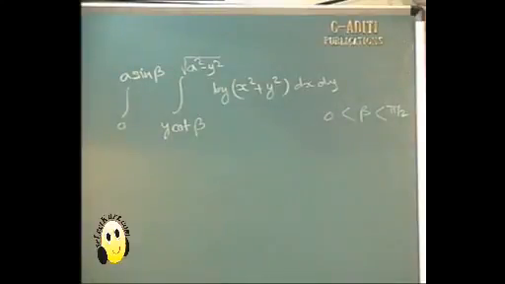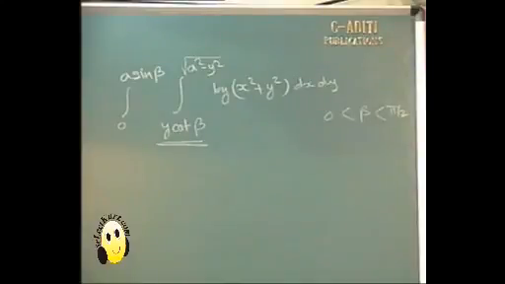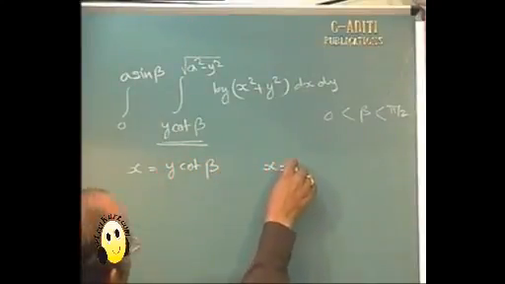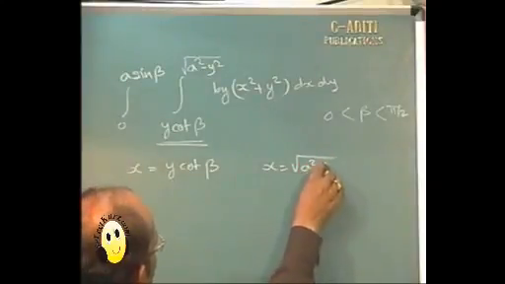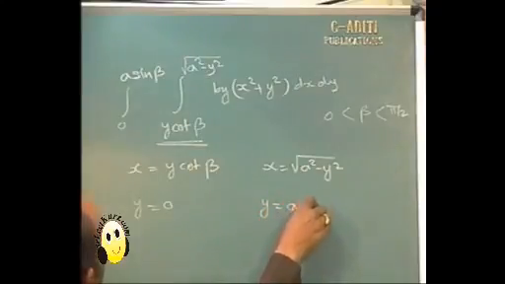We will start with our usual discussion. First of all, we observe that limits are in y. When limits are in y, these are going to be values of x. So we get x equal to y cot beta, which is the lower limit, to x equal to under root of a square minus y square, which is the upper limit. And the outer limits will obviously be values of y, that is y equal to 0 to y equal to a sin beta.